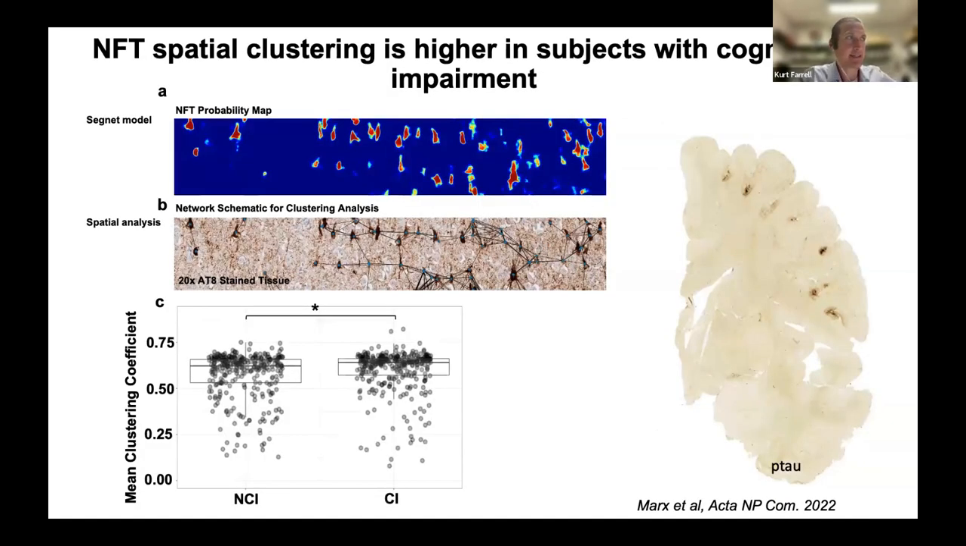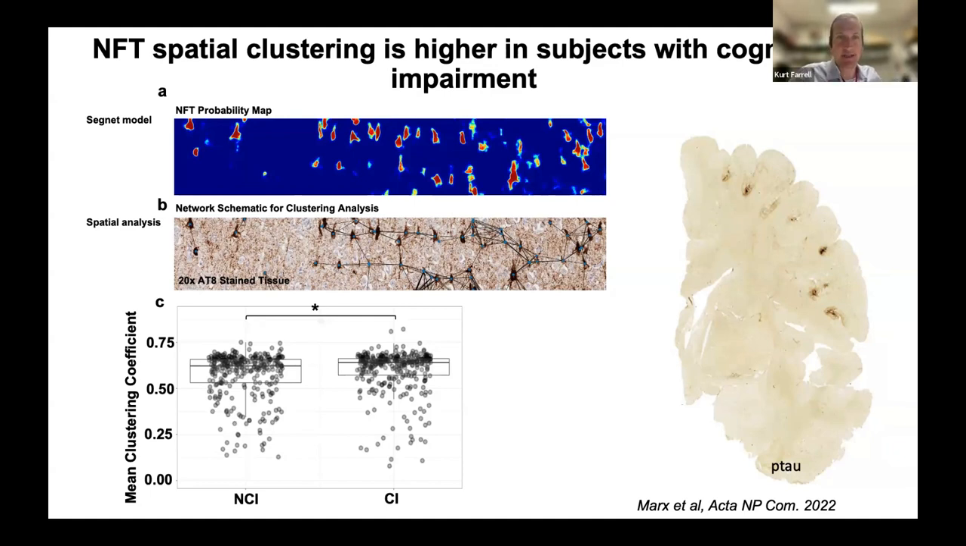We thought maybe the clustering or density of the tangles could also help in predicting cognitive impairment. And so you see the segment model produces this heat map that's just been overlaid, very similar to the heat maps you saw earlier, except this is using the AI algorithm of how predictive it thinks that there is a tangle there. And then if you just apply a simple graph theory network to see basically how close the tangles are to one another, can this predict cognitive impairment? And in fact, it did here.